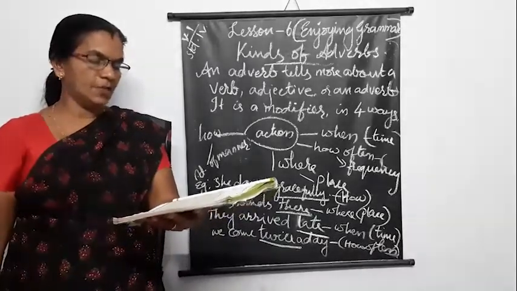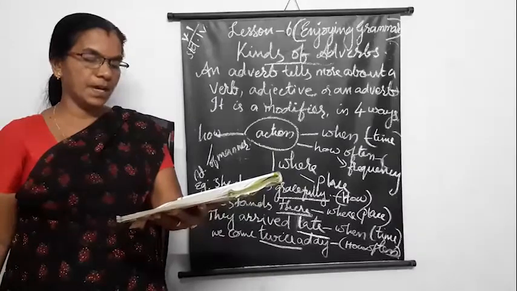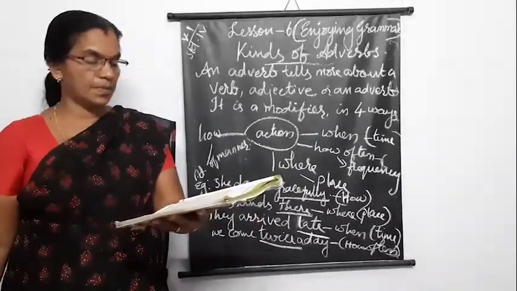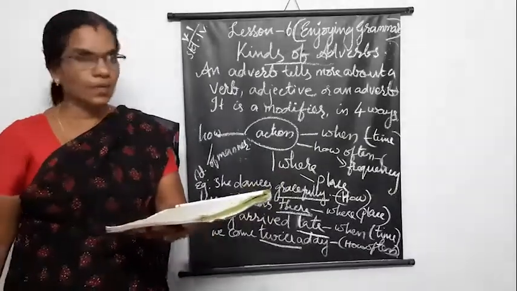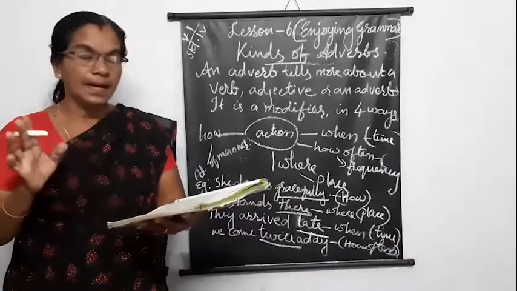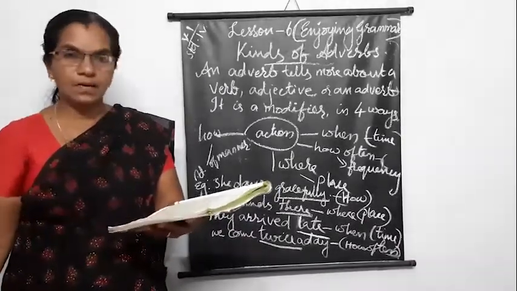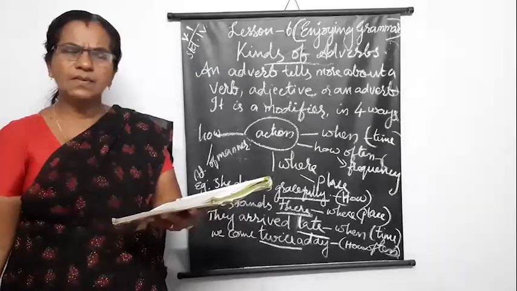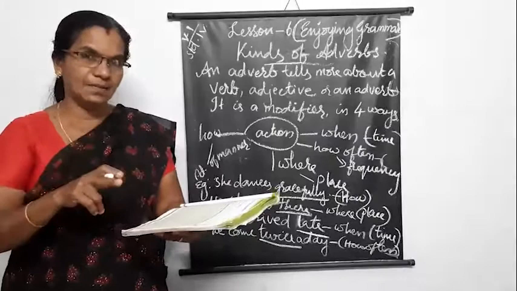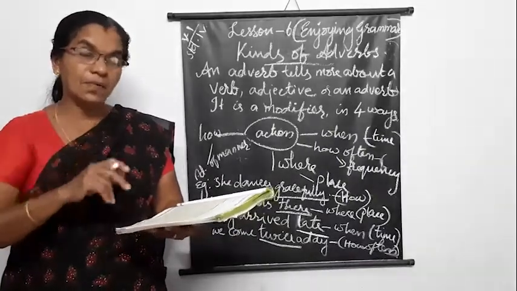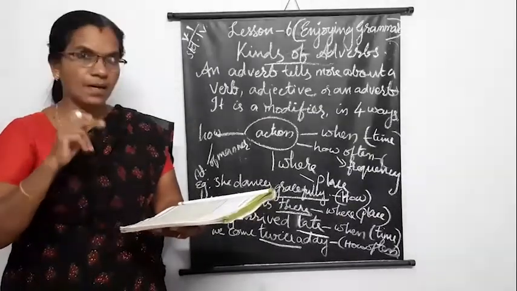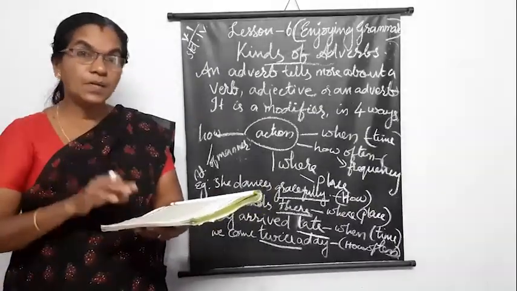And next one. Adverbs modify verbs and adjectives and sometimes other adverbs that we studied. But they never modify a noun. Clear? That is the important thing. An adverb never modifies a noun. Can you say what is the word given to the modifier of a noun? That is an adjective. An adjective modifies only a noun. An adverb modifies verbs.